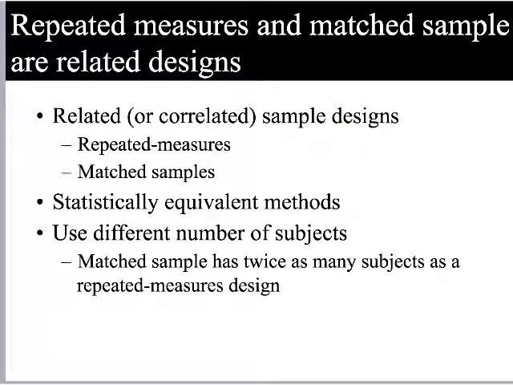Repeated measures and match sample are kind of related designs, though. They're kind of statistically equivalent methods in a sense, but they use different numbers of subjects because match samples have twice as many subjects as a repeated measure design. And this is another nice benefit of using a repeated measure design, which is you need half as many subjects, essentially, right? And this is going to be the focus of this chapter, repeated measures designs.